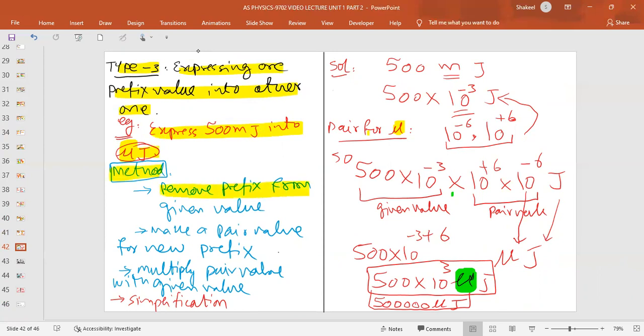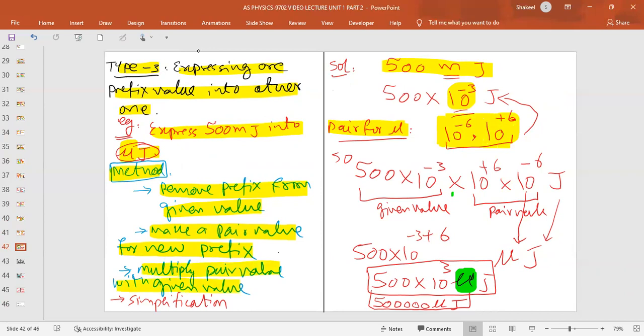First, you have to remove the prefix from the given value. Like if you know the value of the prefix, you have to remove that. For example, 500 millijoule. Milli has 10 power negative 3, so you just wrote its value and removed the prefix. Number 2, make a pair value for the new prefix. So you have to convert to micro, so make a pair value of micro. Micro is -6 and in its pair, the same number with the opposite sign will be there. So this is the pair value of micro, having the original value and the value with the opposite sign.